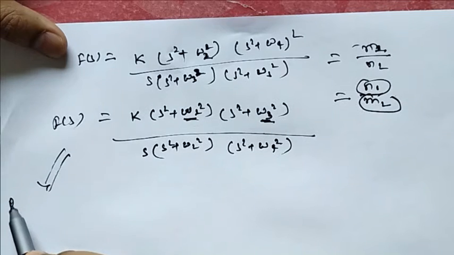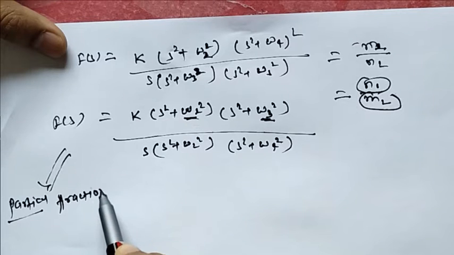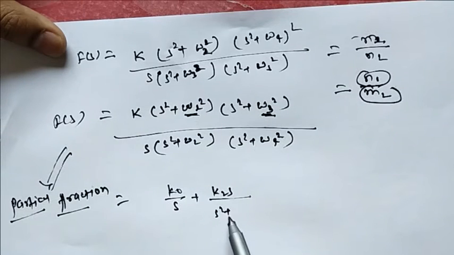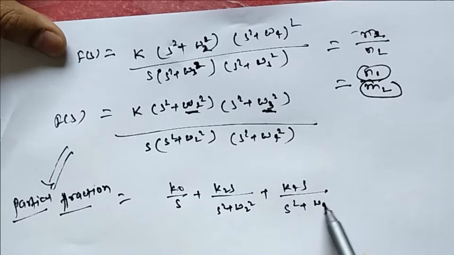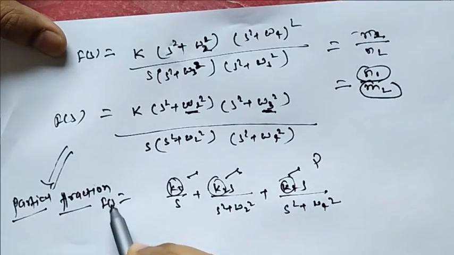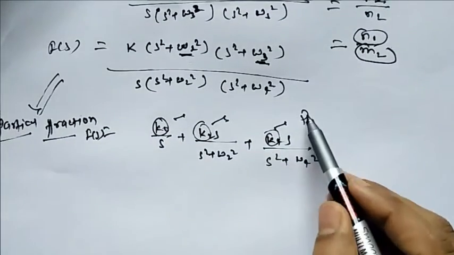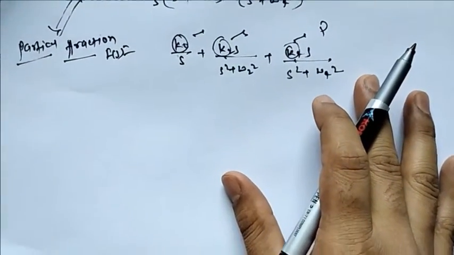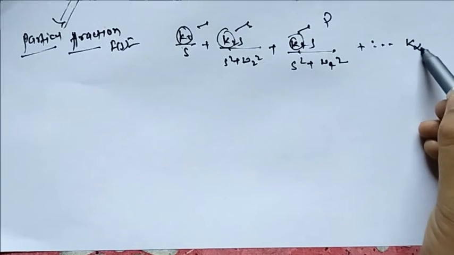Now if you do the partial fraction of this function, then what you are going to get? K naught by s plus k2 s by (s square plus omega 2 square) plus k4 s by (s square plus omega 4 square). Now k2, k4 and k naught can be found out by the partial fraction. I am not interested in doing the partial fraction now. You must have learned it in the signal classes. So k naught, k2 and k4 will be your partial fraction coefficients. Now I can write this as, and your k infinity s.